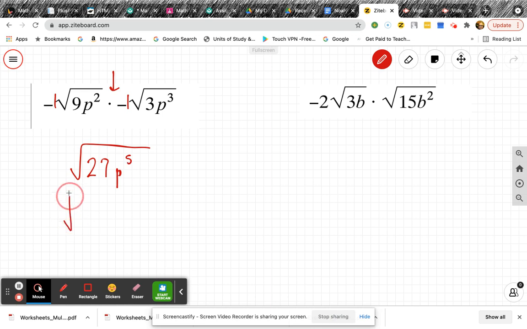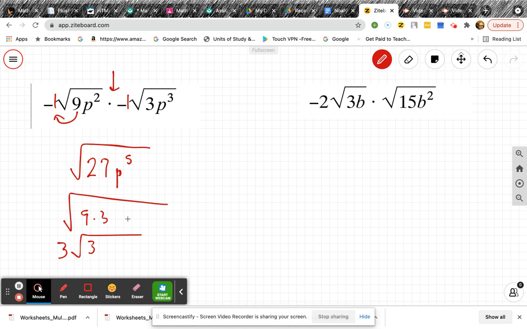Now, some of you might have said, well, Mr. Spalding, why didn't you simplify the 9 at the beginning? And I could have done that, because that's exactly what I have to do anyway. So the square root of 9 is 3, and then 3 is left underneath.